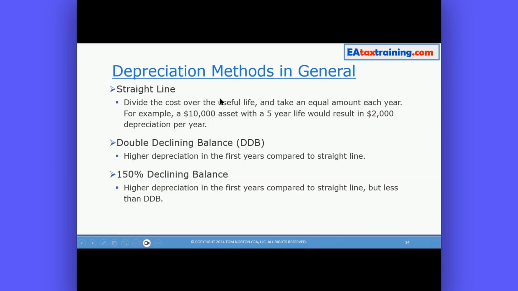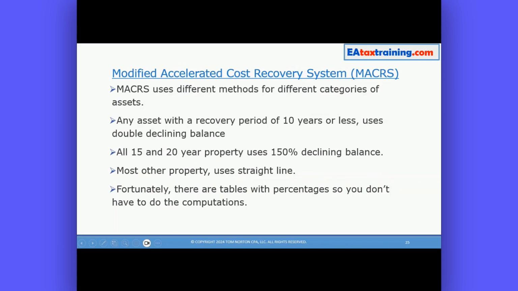So you do not have to know how to calculate these for the exam. There's not going to be a question where they make you compute double declining balance depreciation. Okay, they don't have you do that. So just so you know, we'll talk later how you do figure out the depreciation.